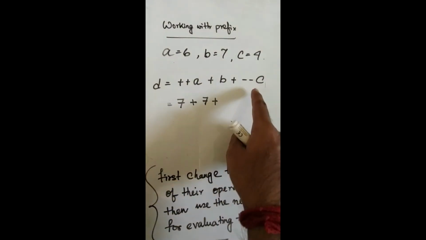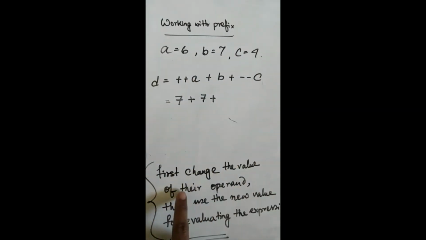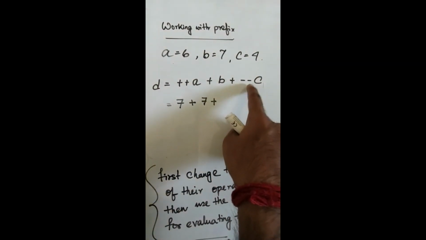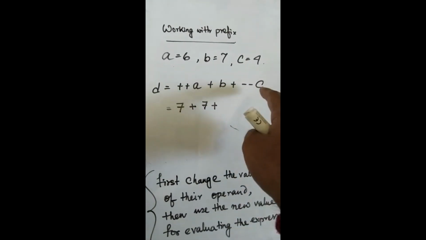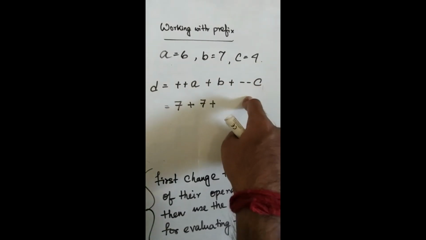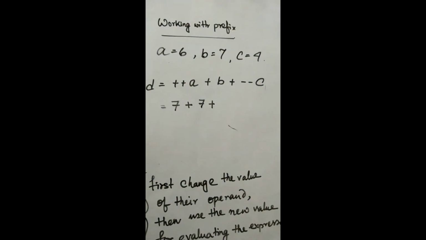So, now the operand c has the value 4. First we have to change the value. This is the decrement part of the prefix version, and this decrement operator comes with the prefix version. So first we will change the value. That means the value of c will be decremented by 1.